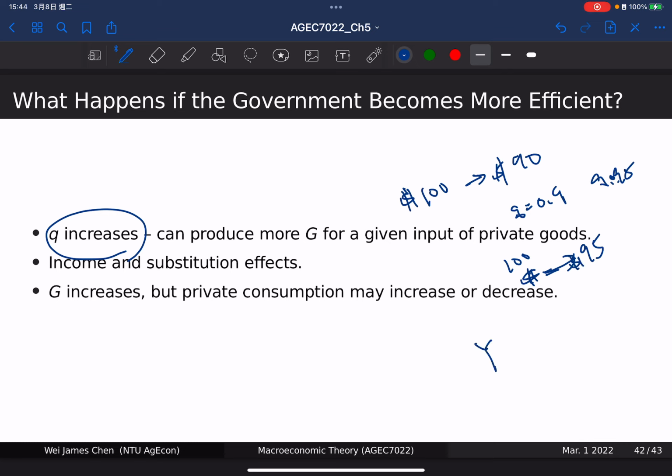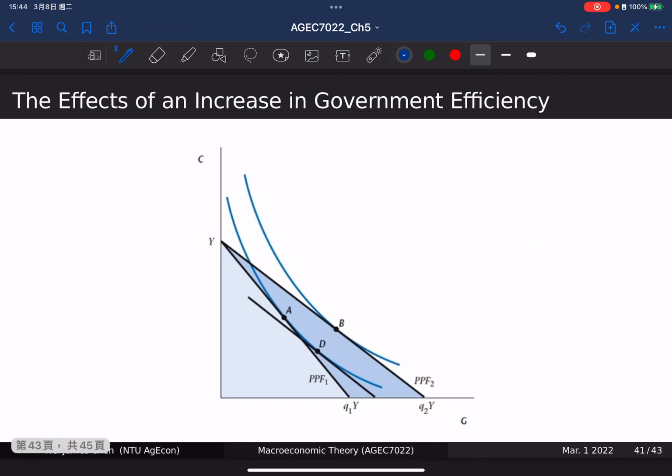Remember, Y doesn't change, only Q increases. So Y doesn't change, but Q increases. So it goes like this. So it's a pivotal change. And similar to what we had before, again there's an income effect and there's a substitution effect.